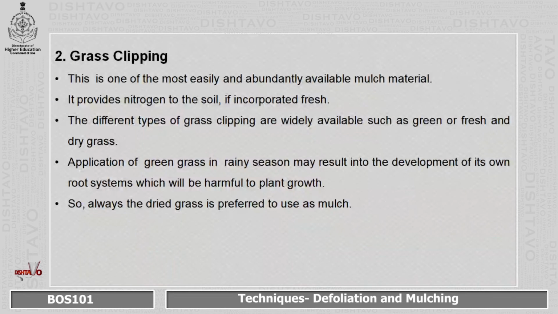Grass clipping. This is one of the most easily and abundantly available mulch materials. It provides nitrogen to the soil if it is incorporated fresh. The different types of grass clipping are widely available, such as green or fresh and dry grass. Application of green grass in the rainy season may result in the development of its own root system, which will be harmful to plant growth. So always the dried grass is preferred for use as mulch.